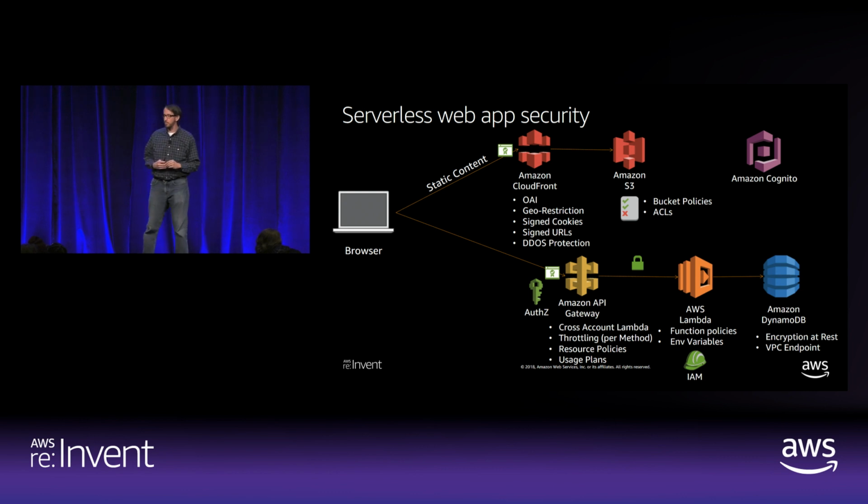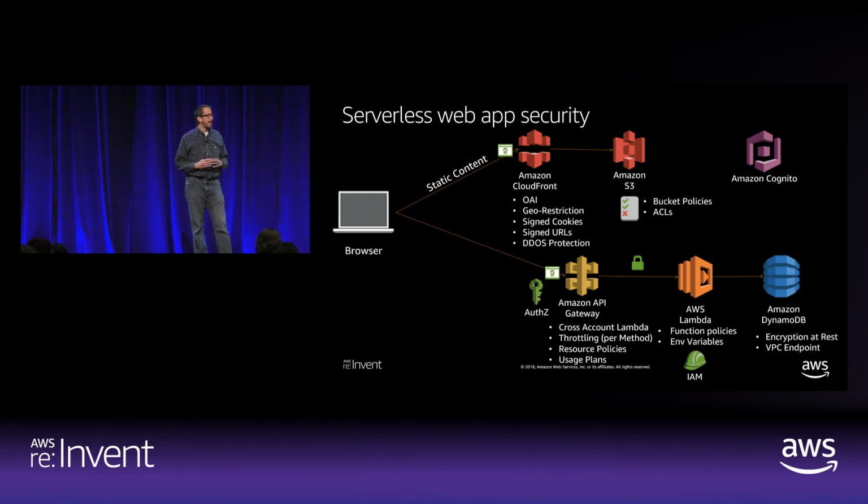Every one of the services we're talking about has their own security features that you can implement that give you multiple layers of protection. S3 has bucket policies. These are resource policies that control who can access that bucket. You could whitelist, blacklist IPs or VPCs, for example.